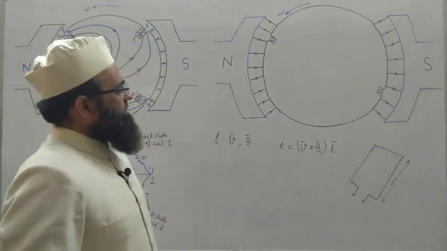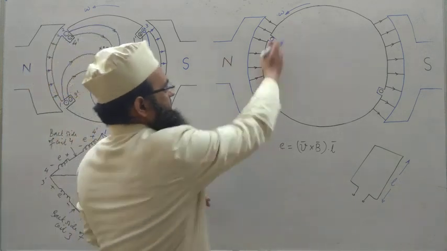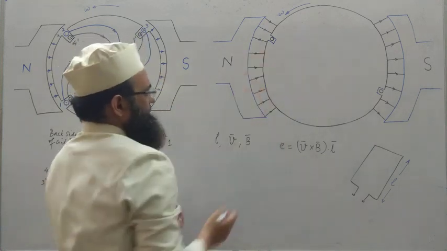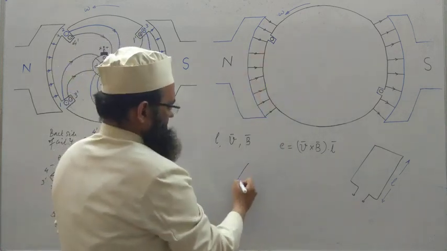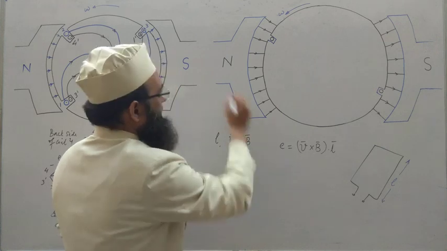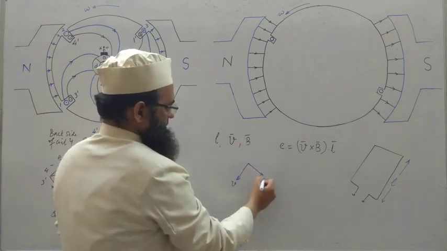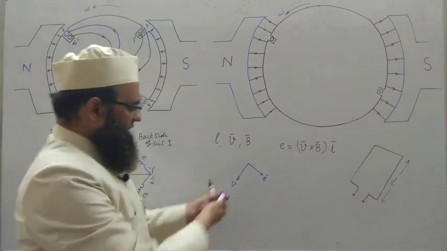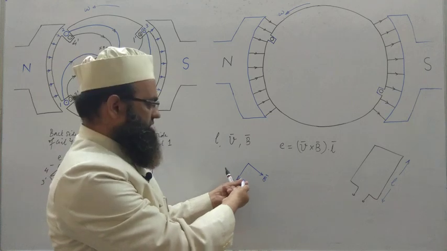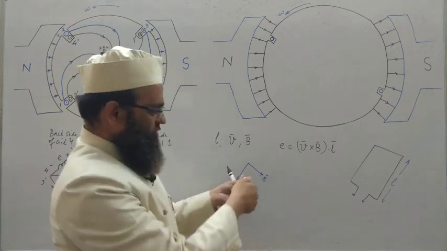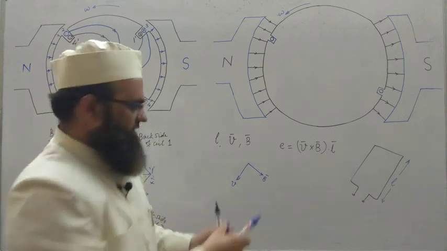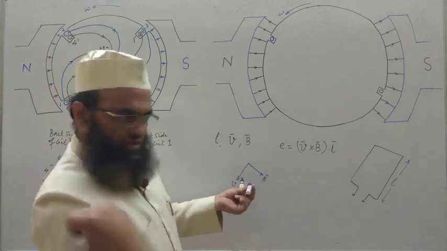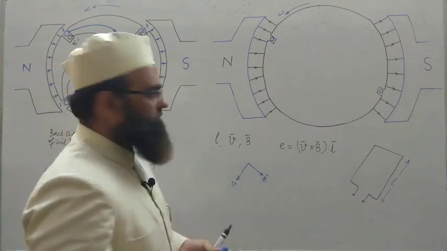So we may say that if the conductor is here, then velocity will be this way and this is B. For this position, if velocity is along the tangent and B is perpendicular to that, then V cross B, as discussed earlier, is found by rotating V towards B. The movement is coming out of the plane, or you can also apply Fleming's right hand rule.